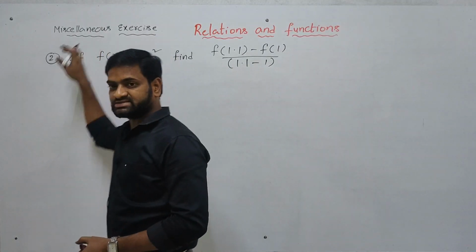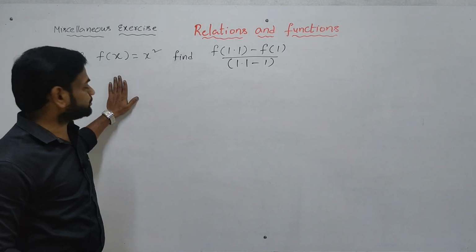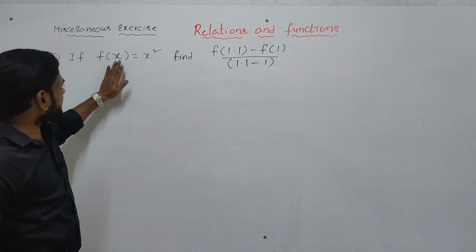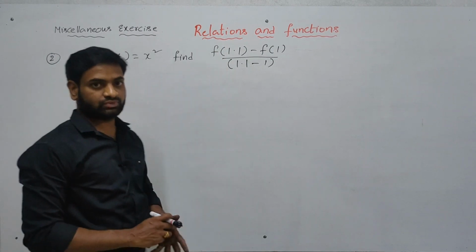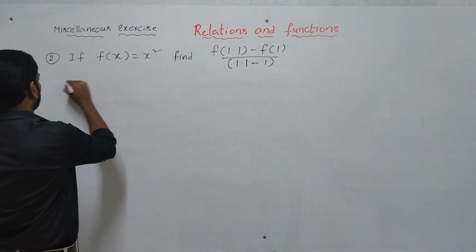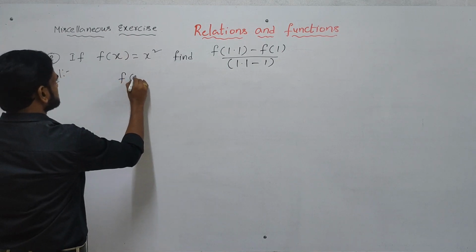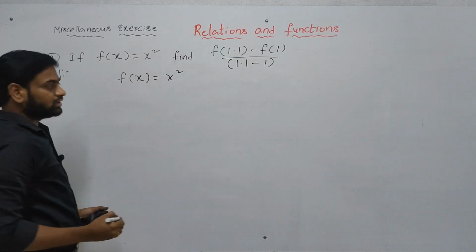In the miscellaneous exercise, some of the problems are important. Let us see the problems, only a few problems. If f of x equals x square, find this value. Now, what is given? Given f of x is x square.